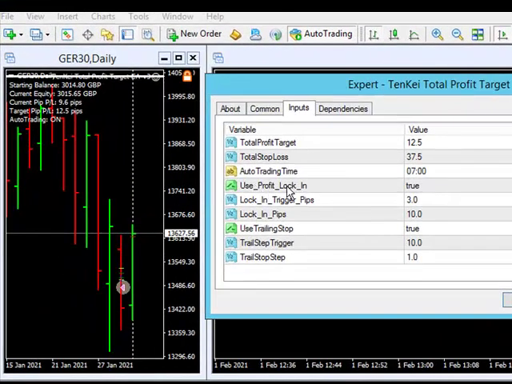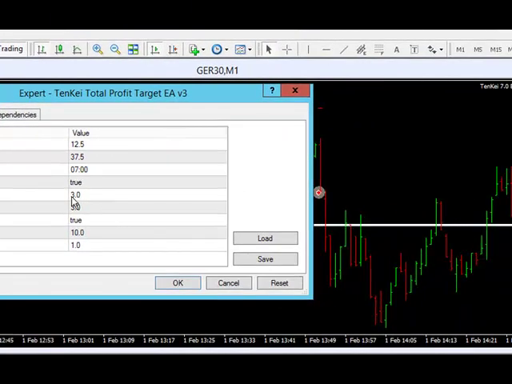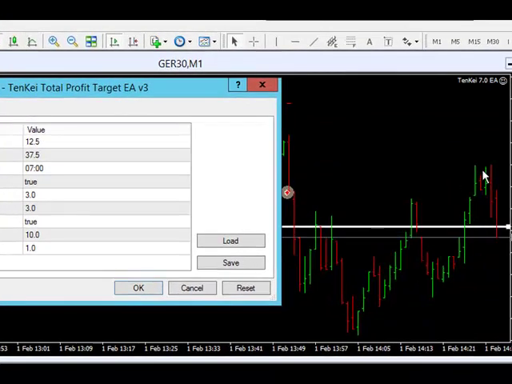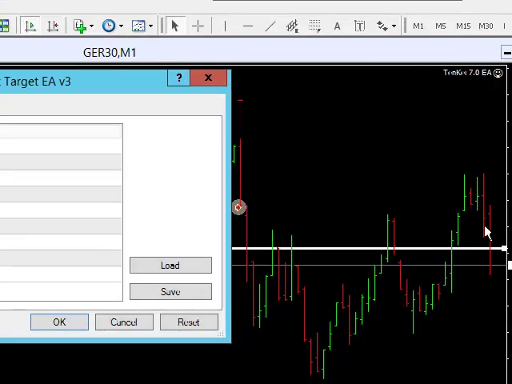So this use profit lock-in set to true says yes, I want to lock in profits. This lock-in trigger says yes, once it gets to 3, that's the trigger to lock in those profits. And this last section here, the lock-in pips, we can set to 3 as well. So that means once it goes up 3 points, it will trigger at 3 and lock in 3. It may continue going up and up and up, but when it comes back down, you've at least saved 3 points. That's that point for now.